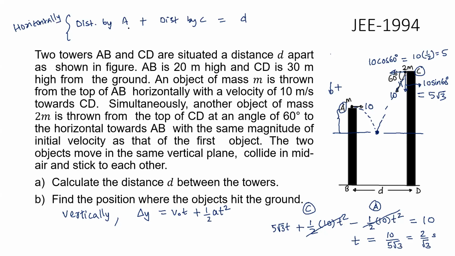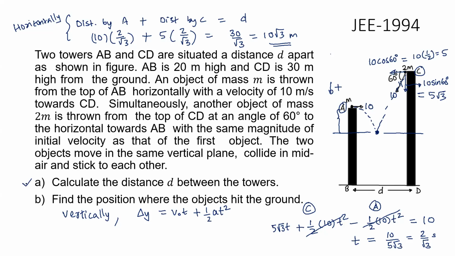Okay, so distance covered by A will be the horizontal velocity into time taken, which is 2 by root 3, plus distance covered by C, which will be horizontal velocity, which is 5, into time taken, which is 2 by root 3. So what do we have here? I think this is 30 by root 3, and that is 10 root 3 meters. Very good. I'm really happy. So you guys got the correct answer. So A is done. Okay.